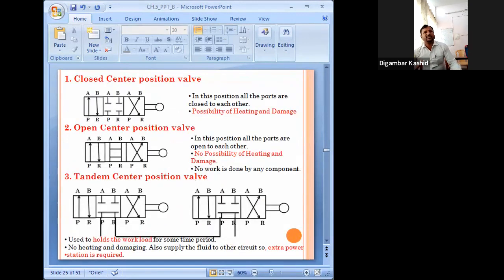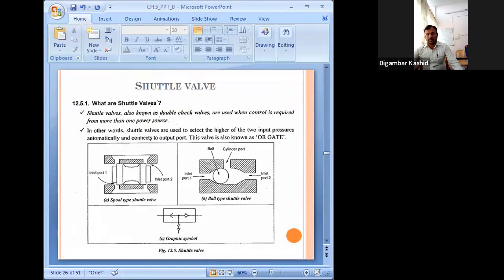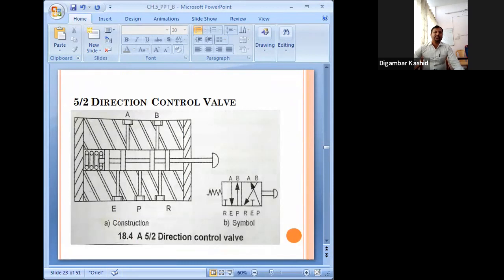See, closed center position. In this position, all ports are closed to each other. You can see all ports are closed to each other. Here, in this position, it is called open center position valve. This is closed center position valve. Tandem center position valve. Please remember this one. Getting it? So these are the direction controls.